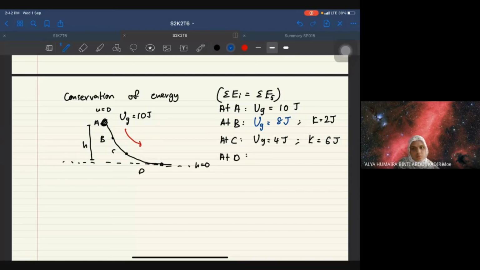UG potential 0. UG is equal to 0 because we put that one when the height is equal to 0. And the kinetic now becomes 10 joule. So there's no energy loss and all the energy is being transformed from one form into another form.